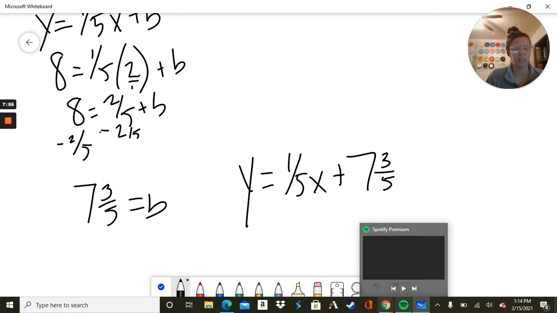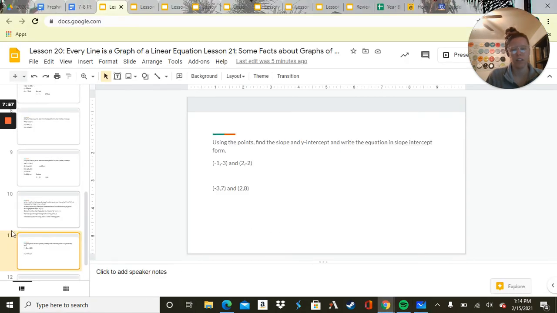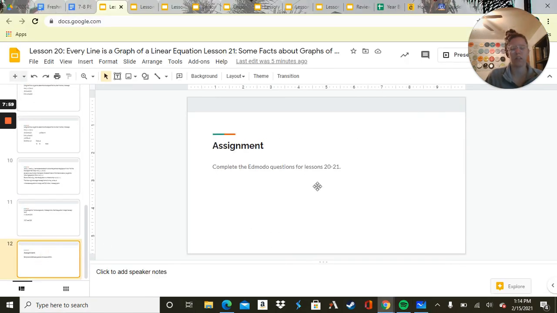Your assignment is to complete the Edmodo questions for lessons 20 and 21. You will basically go through the same thing. So I'll give you 2 ordered pairs. You'll find the slope. Then the next question, you'll find the y-intercept. Then the next question, you will write the slope-intercept form. So basically 3 steps per set of ordered pairs. So 3 questions per ordered pairs.